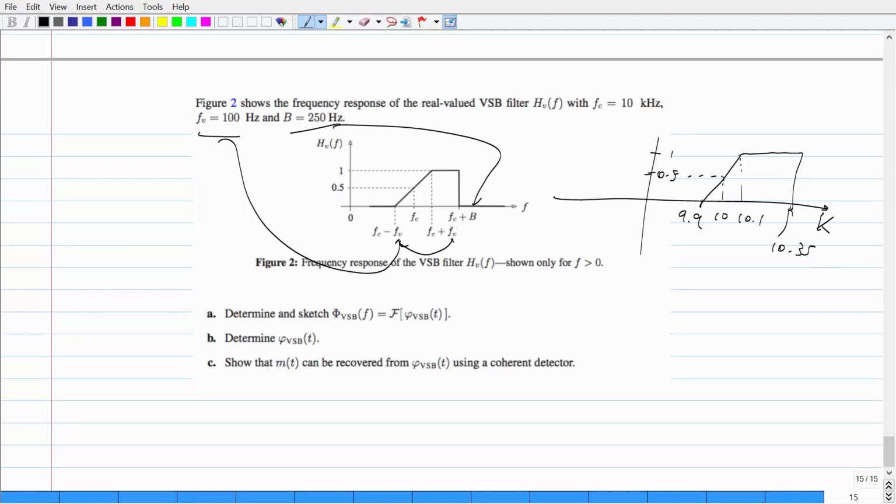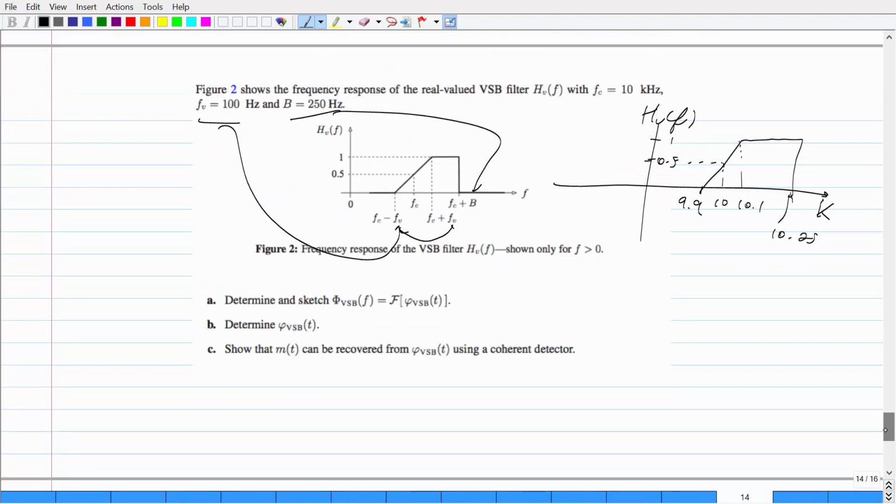Right? Because if this is 10.1, you're adding another 250. So it's not 250, sorry, it's 2.5. Sorry, it's plus B here. So it's 2.5 there. Okay, that's fine. So this is what the frequency, well, this is what the filter will look like. This is just positive only.